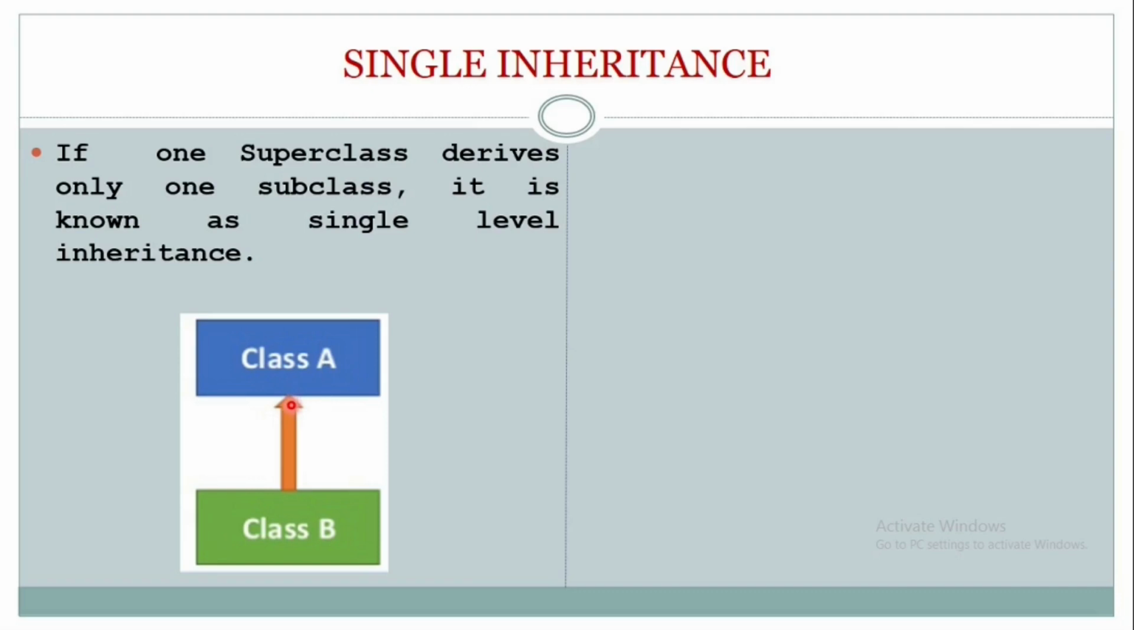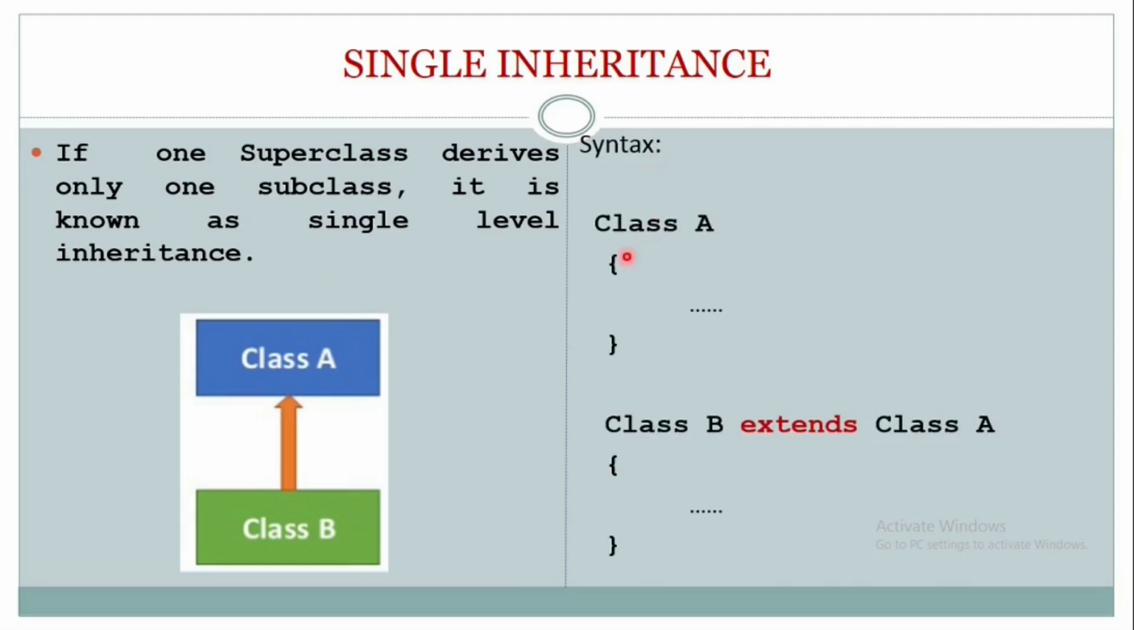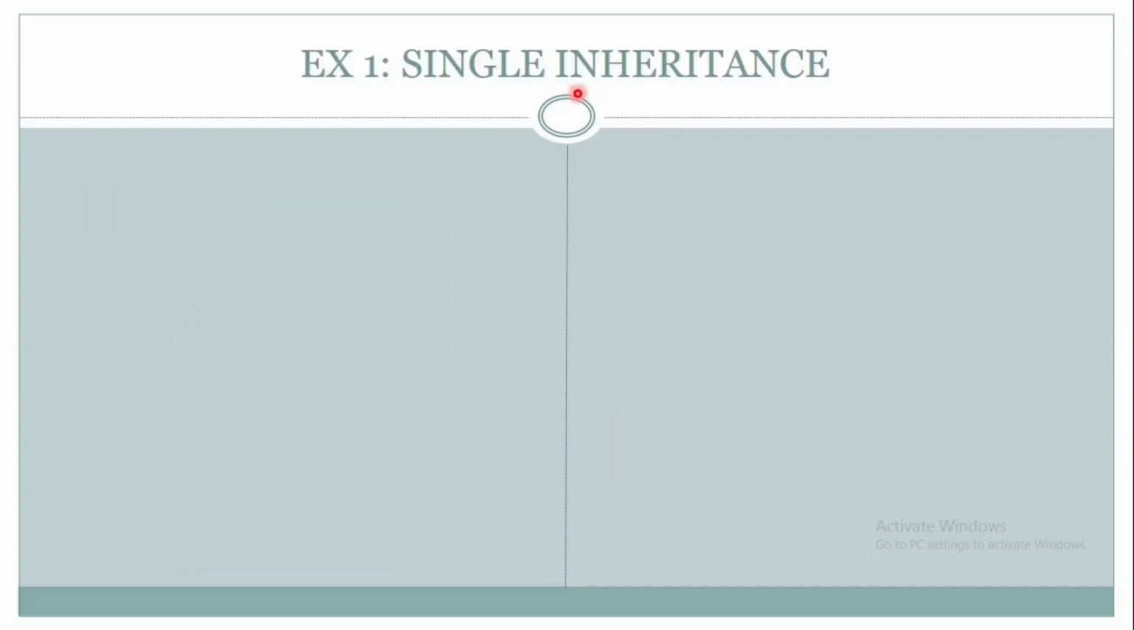This can be written as you can see here: class B extends the class A. This extends keyword is used for inheritance, to inherit the features of class A. Now we'll understand this single inheritance with a simple program.